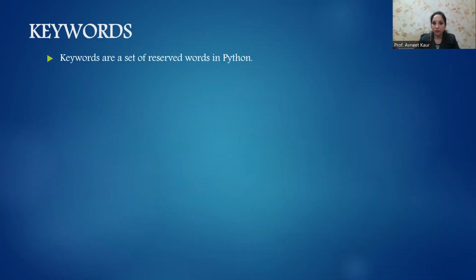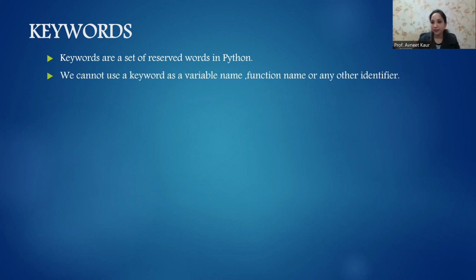Keywords are a set of reserved words in Python. Reserved words means these words are already defined, they are predefined and have specific meaning and syntax. That means they're already being defined and you can use them as and when required for your operations. We cannot use a keyword as a variable name, function name, or any other identifier name.